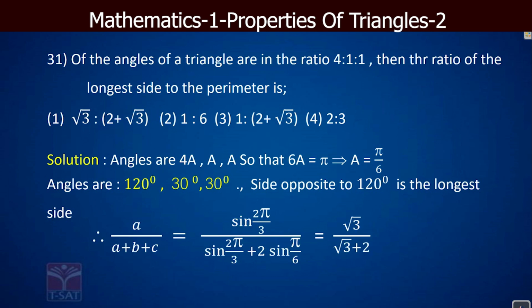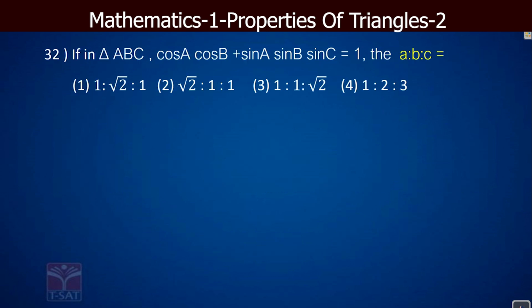So therefore a + b + c is the perimeter, and the largest side is small a. So a by the perimeter is equal to sin(2π/3) divided by sin(2π/3) + 2 sin(π/6). So it is equal to √3/(√3 + 2). So the ratio is simply √3:2 + √3. So that means the answer is option 3.